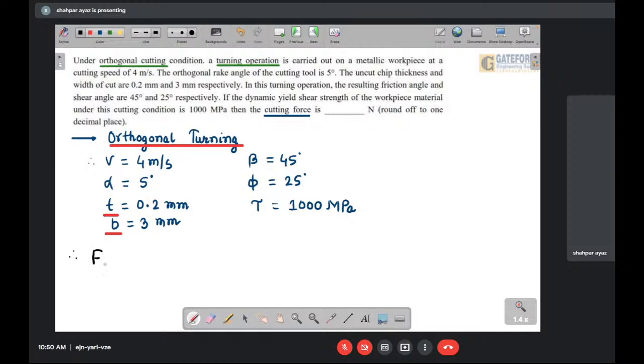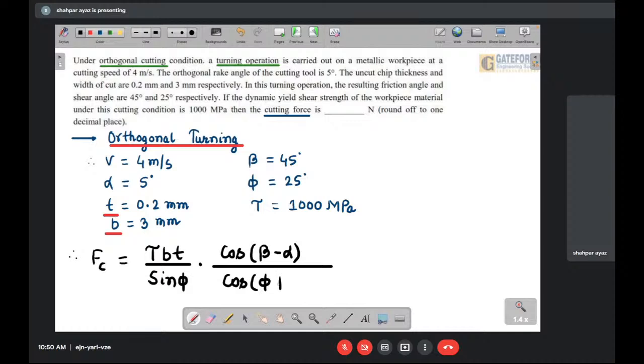Always remember, everyone, the cutting force is tau BT. If BT is not given, you can use FD. Tau BT by sin phi into cos(beta minus alpha) divided by cos(phi plus beta minus alpha). This is the standard formula, guys, a very standard formula, and I would suggest you all remember this.